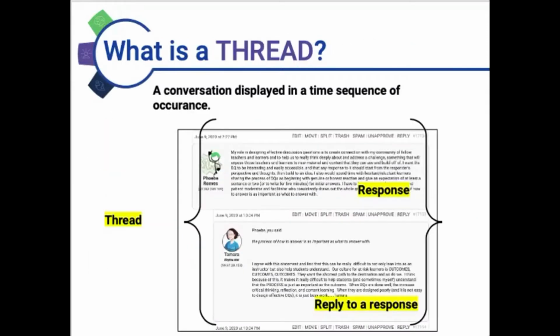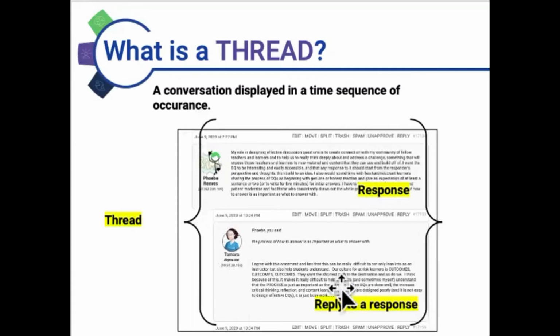If you click on any of those forums, it doesn't matter which forum you click on, you will see a conversation displayed in a time sequence of occurrence, which means that the last response that was posted will be at the bottom of the conversation. So this is a thread of conversation. I know that it's a thread because there's more than one response. And if you can tell, this response is embedded, slightly indented to the right of this one. That means that this person responded first, and then this person responded to that person's response. I can tell that because it's indented. This is called a conversation thread, and these are the responses.